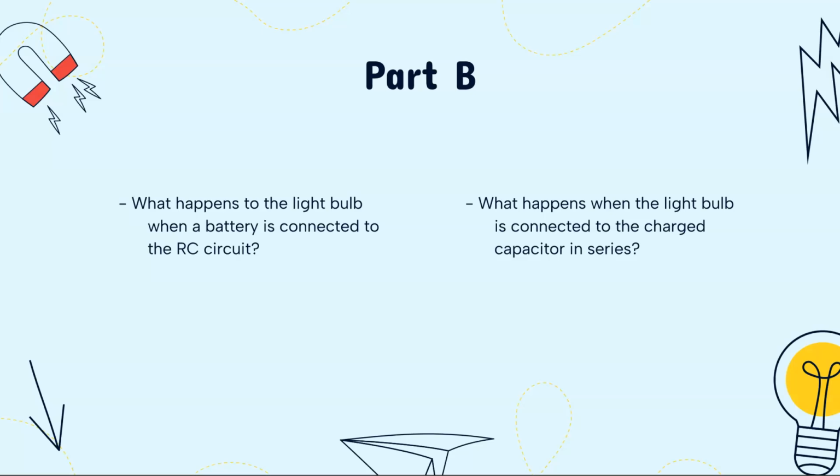Some questions to consider are: what happens to the light bulb when a battery is connected to the RC circuit? The bulb starts very bright and dims over time until the capacitor is charged and the current stops running through the circuit. Then, consequently, what happens when the light bulb is connected to the charged capacitor in series? The same as with the battery, hence the capacitor acts as a weak battery.